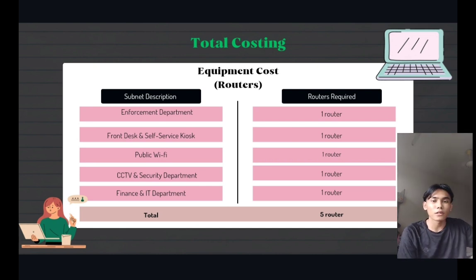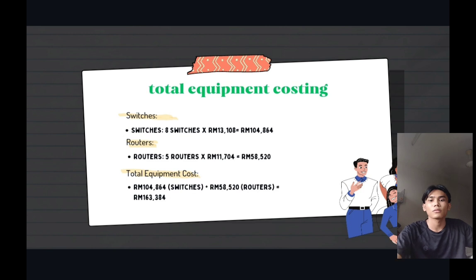So for the routers, enforcement department will use one router, front desk and self-service kiosk one router, public Wi-Fi one router, CCTV and security department one router, finance and IT department one router, for a total of 5 routers.